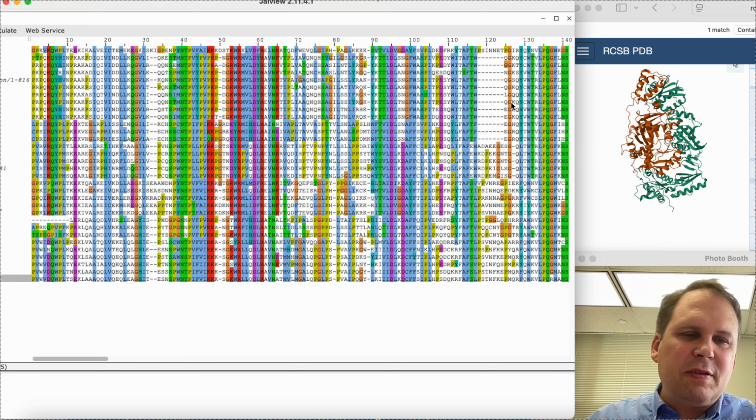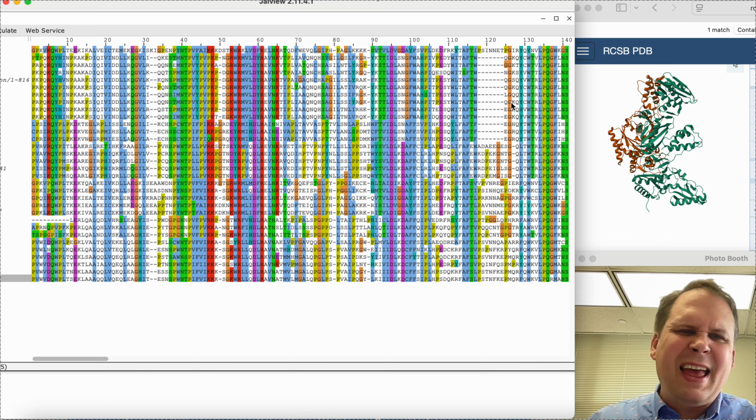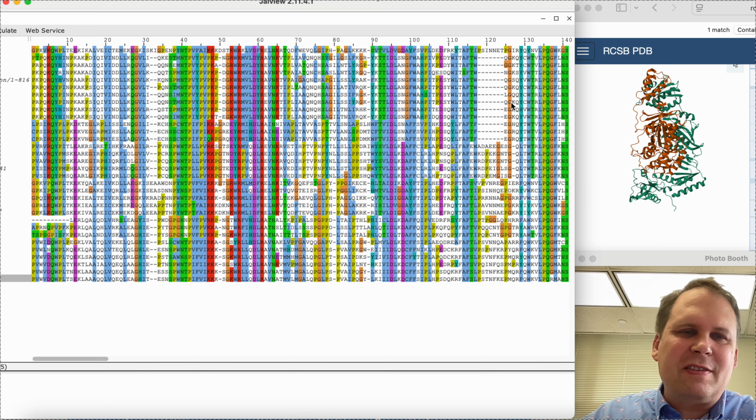The difference between these two is that the RNase H domain is cut off to make the P51, and it just sort of folds up. It sort of crunches down.